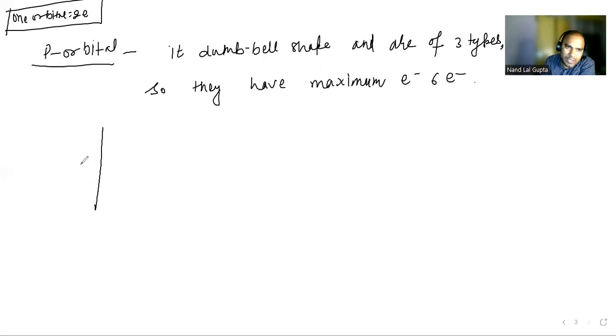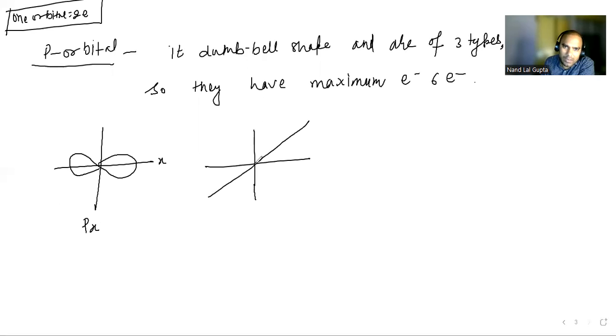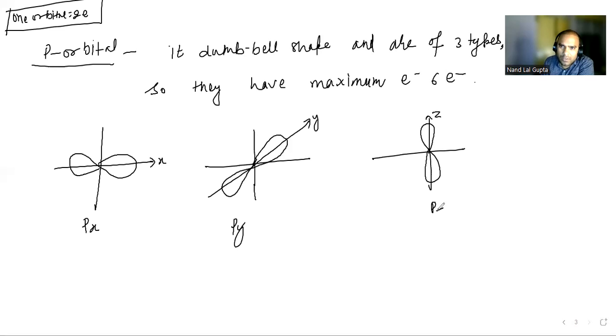Now if you are making the dumbbell shape, the first dumbbell is like that. Since it is on the x-axis, its name is going to be px. Another orbital is on the y-axis, so its name is going to be py. And the last one is on the z-axis, so it is going to be pz.